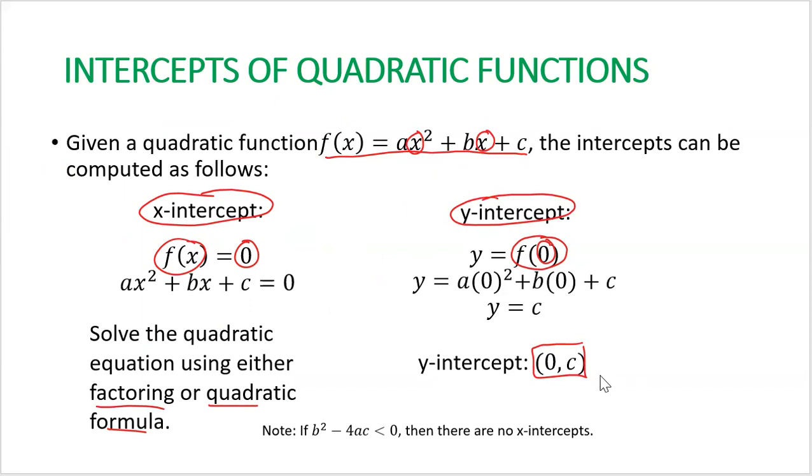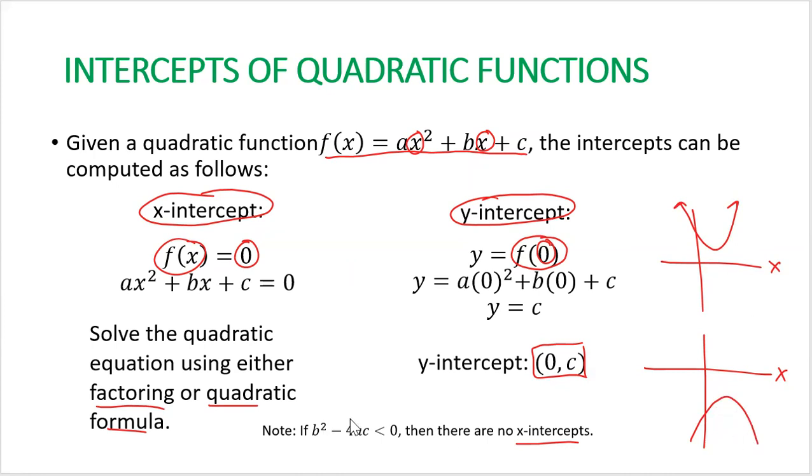Now we note that not all quadratic functions have x-intercepts. For instance, if the parabola opens upward and the parabola is above the x-axis, then this parabola doesn't have an x-intercept. Also, if the parabola opens downward and it is located below the x-axis, then this parabola also doesn't have an x-intercept. And these cases will only happen if b squared minus 4ac is less than 0.